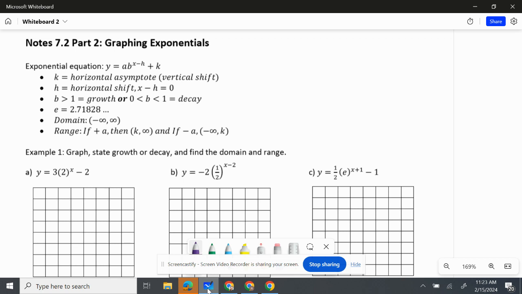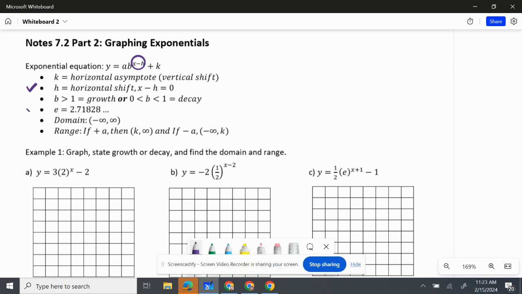We're going to continue graphing exponentials. What we're going to do is add a horizontal shift, and we'll notice that the horizontal shift is with the exponent, and that tells us whether we're shifting the graph right or left. And we're going to fix the table of values based off of that.